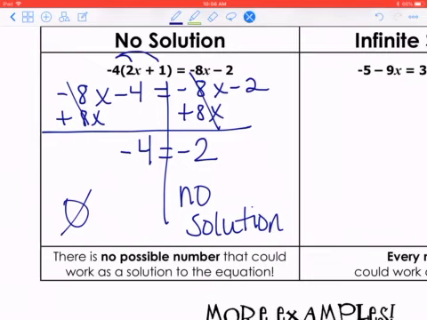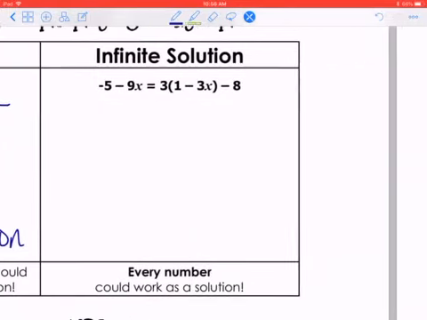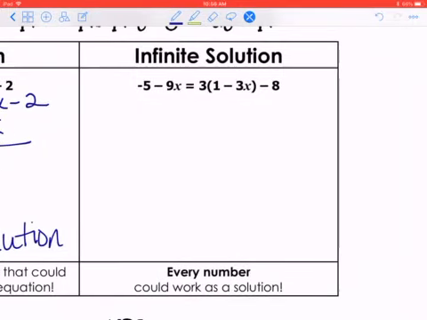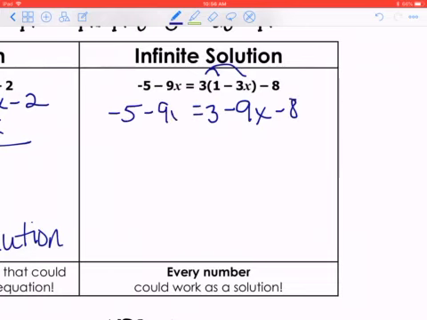Okay, so an example of an infinite solution would mean that every number would work no matter what you plug in to solve. So first we're going to distribute. 3 times 1 is 3. 3 times negative 3x is negative 9x. Now bring everything else down. Okay, from here we combine like terms. So on the right we have negative 3, negative 8, which is negative 5. So I'll drop this down, write negative 5.